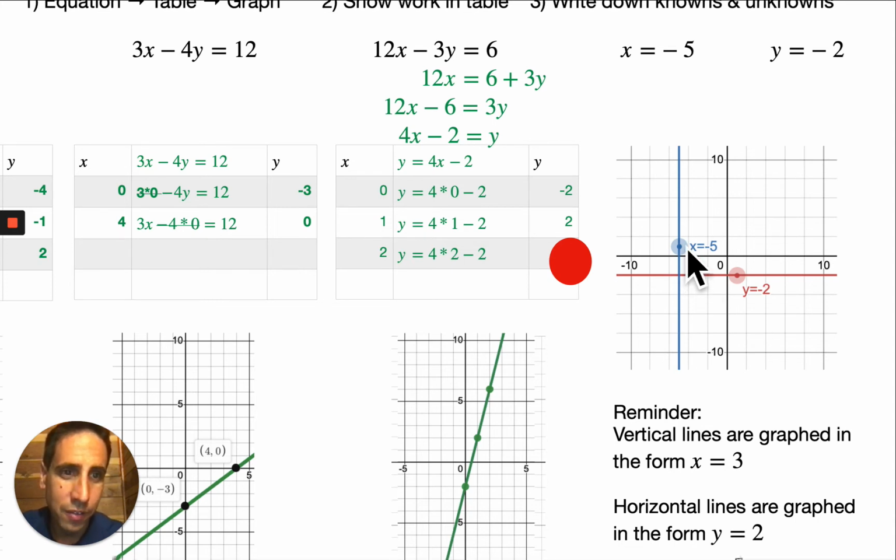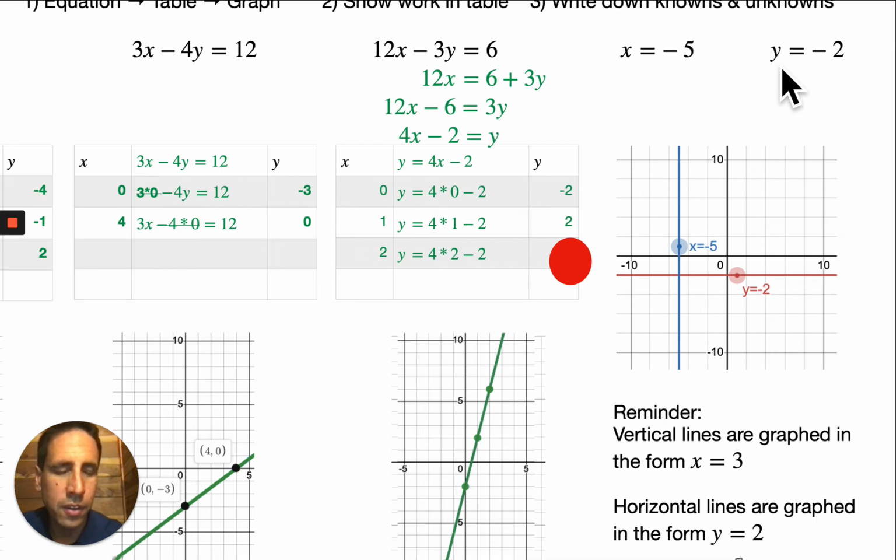This is -5, comma 2. This is -5, comma 4. This is -5, comma 6, -5, comma 8, -5, comma 10. All of these points all have an x value of -5. So that's why it is the way it is. It's basically the line that is 5 units to the left, and we go to the left along the x-axis. So you can think of it this way: x equals -5. Well, let's go along x to -5 and draw a line.